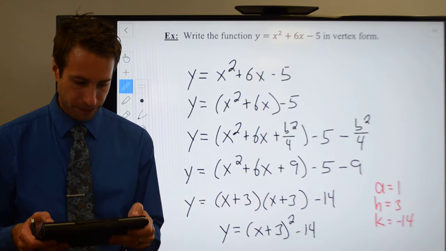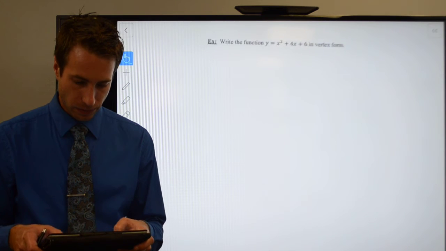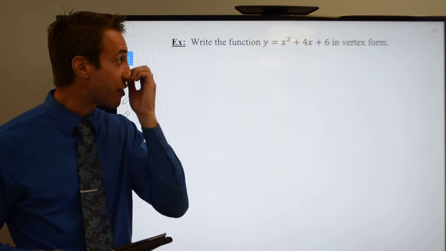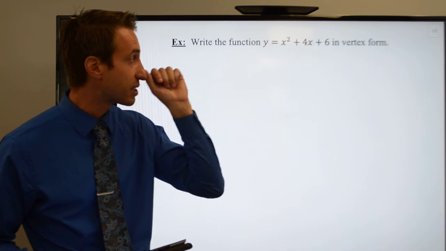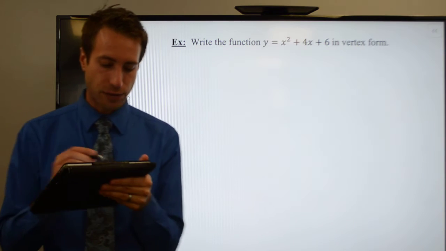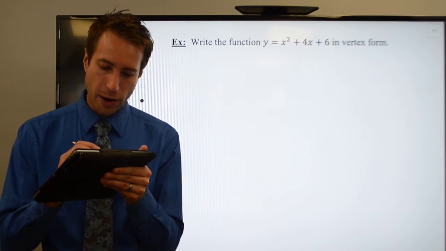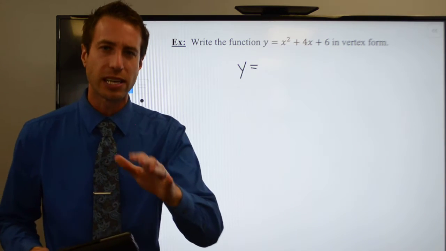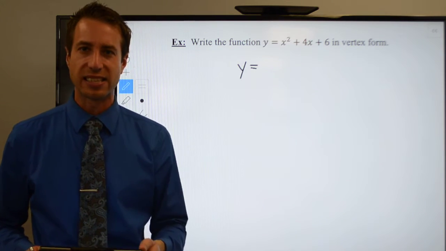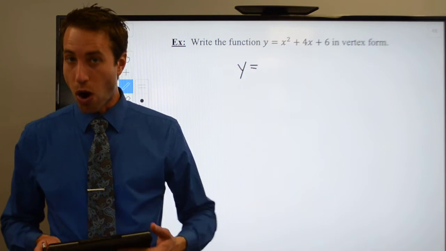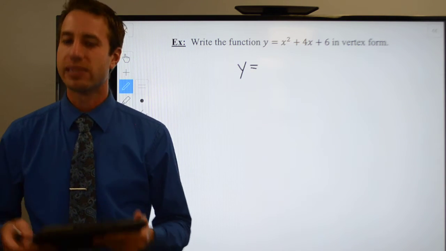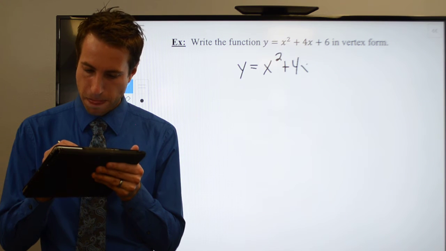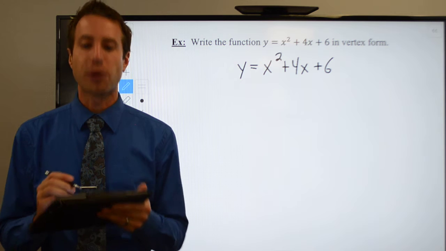Let's try another one. Once again, I've been given a quadratic in standard form, ax squared plus bx plus c, and you've been asked to write it in vertex form, which means completing the square. But because it's y equals instead of 0 equals, right? If it was a 0 equals, I could just work on both sides of the equal sign, but it's not. It's a y equals, and so I gotta do all my work on the same side. In order to do that, I'm gonna use parentheses to help.